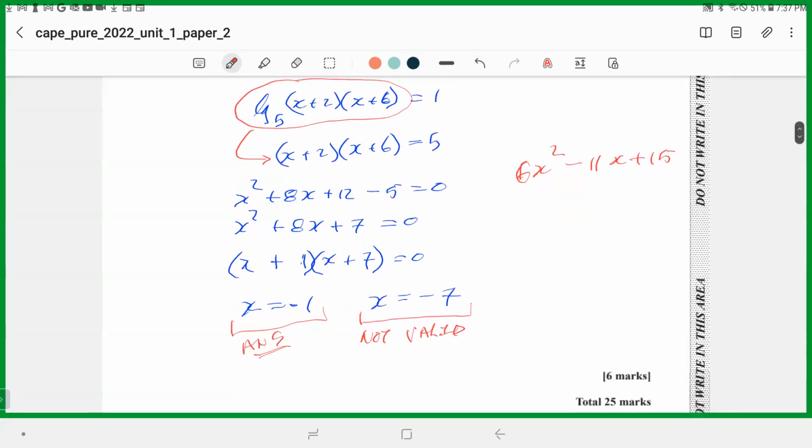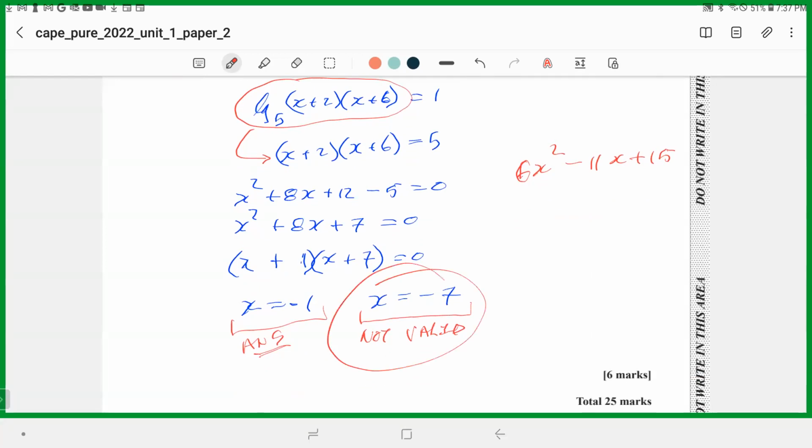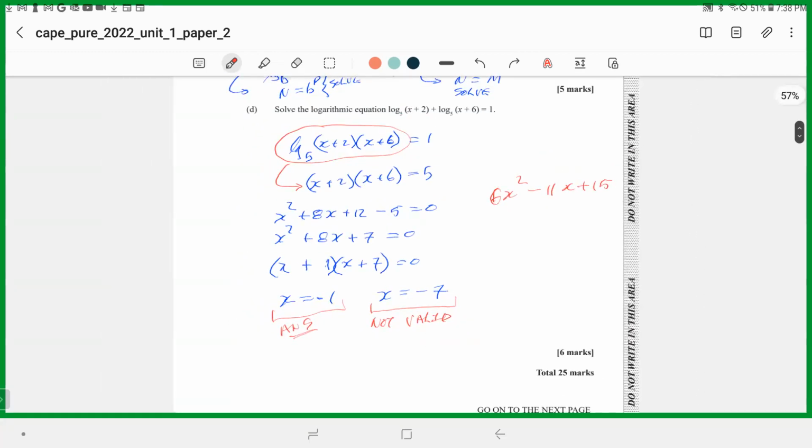Now what we know? If you are doing CXC, they now recognize this. So this is not a valid answer, and they still have to give you a mark because you put it there. Because you are showing an advanced knowledge by saying you cannot accept an answer that will result in the original equation being inadmissible. You get me? So don't cross it out, just write not valid and put this as the answer. But that's a pure maths question. Easy as that.